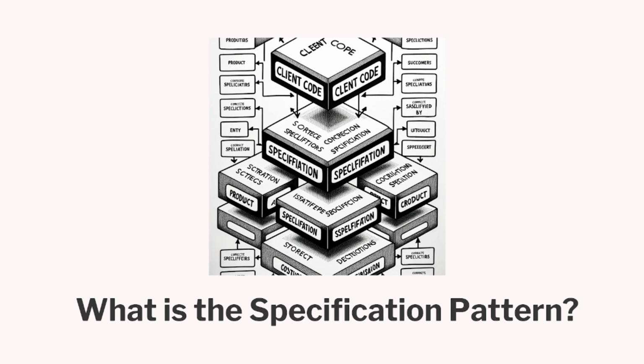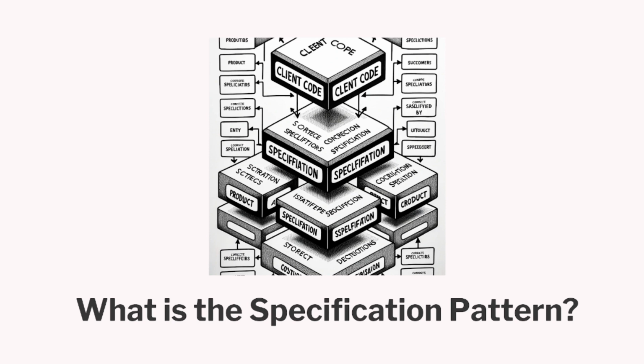So let's get started. So what is the specification pattern? The specification pattern is a behavioral design pattern that is used to define a set of criteria or conditions that an object must satisfy. It provides a way to separate the business logic that defines these conditions from the code that uses them. This separation of concerns makes the code more modular and easier to maintain.